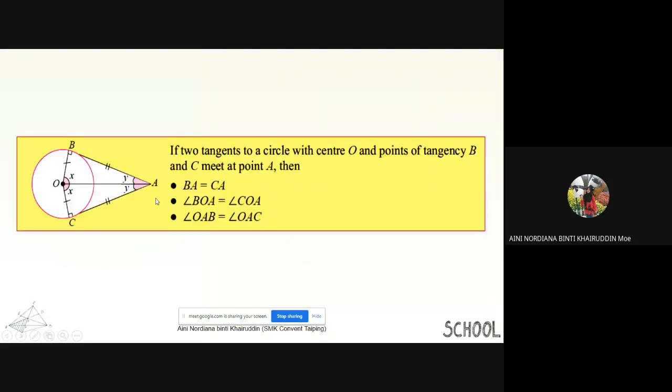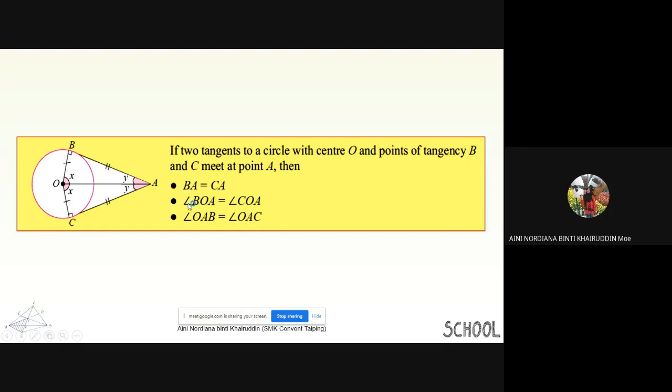Okay, have a look at this. BA and CA both are tangent to this circle. B is the point of tangency as well as C. So if two tangent meet one point which is A, so that BA equals to CA. BA equals to CA means length of BA equals to length of AC. For example, if BA 14 cm, so CA also 14 cm.